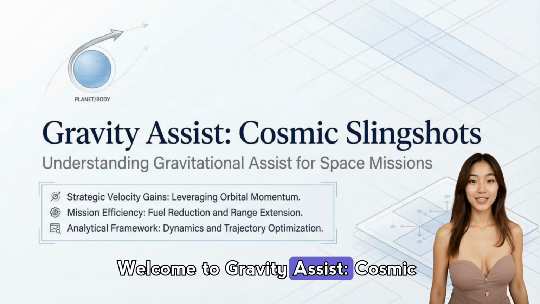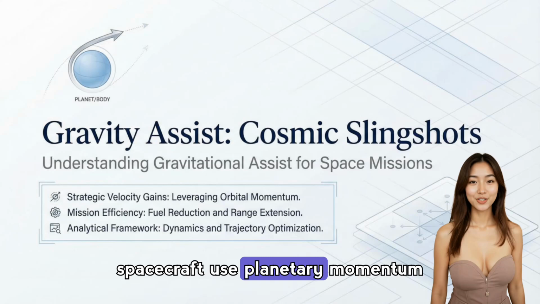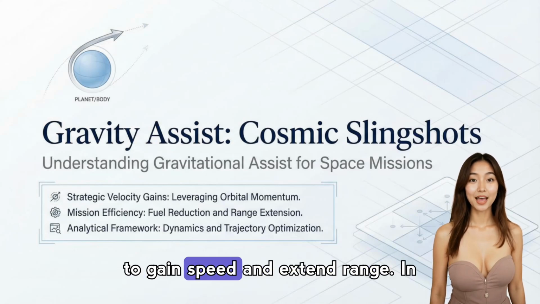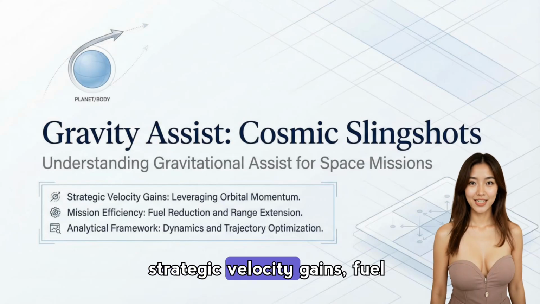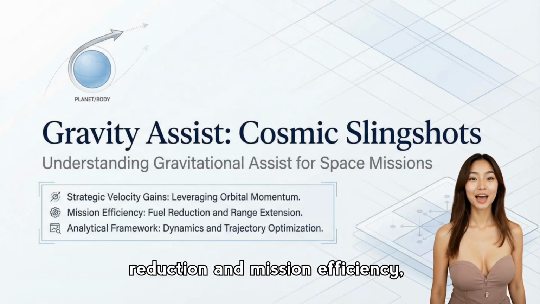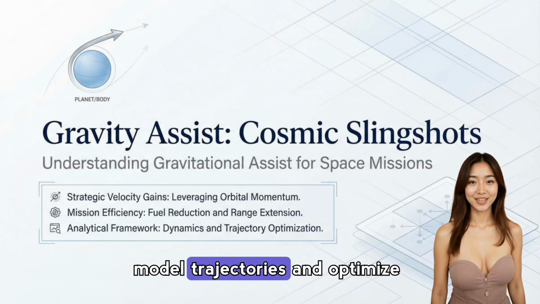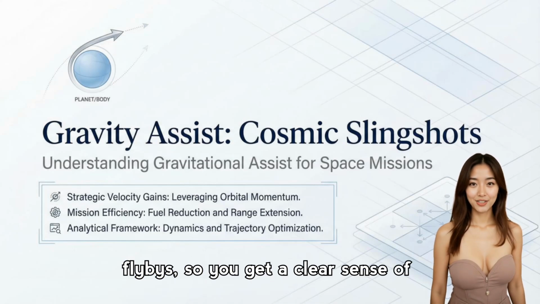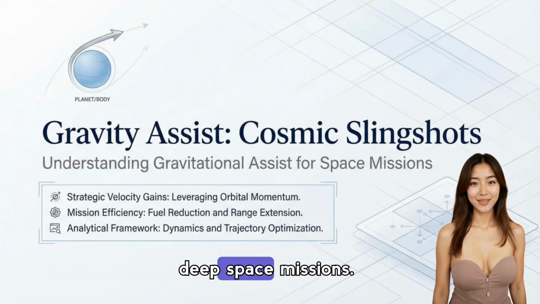Welcome to Gravity Assist, Cosmic Slingshots, where we explore how spacecraft use planetary momentum to gain speed and extend range. In this presentation, we'll cover strategic velocity gains, fuel reduction, and mission efficiency, plus the analytical tools used to model trajectories and optimize flybys, so you get a clear sense of why gravity assists are essential for deep space missions.